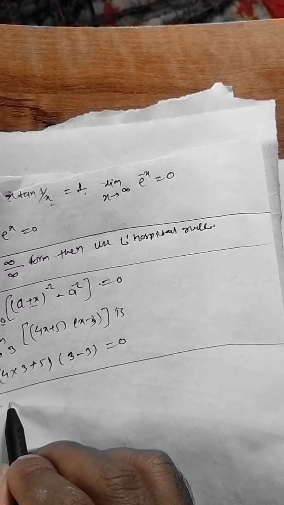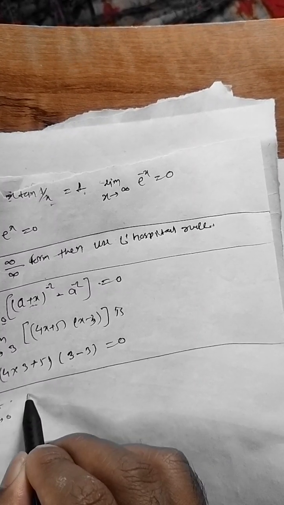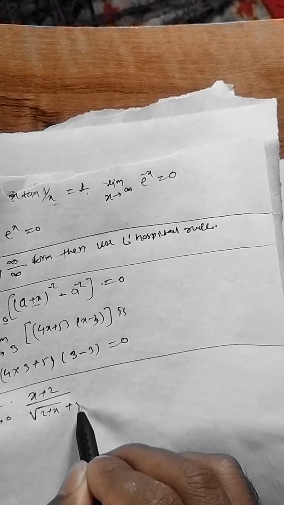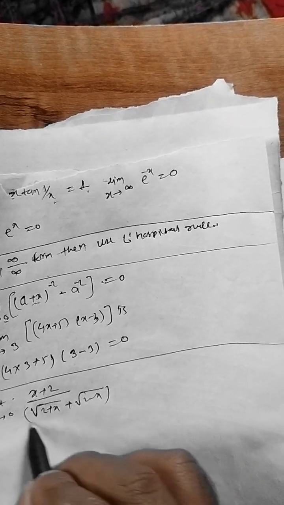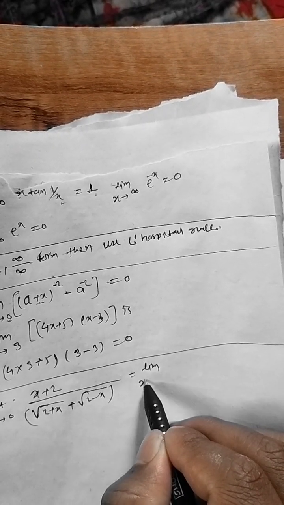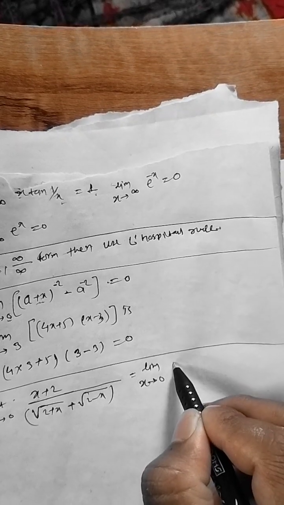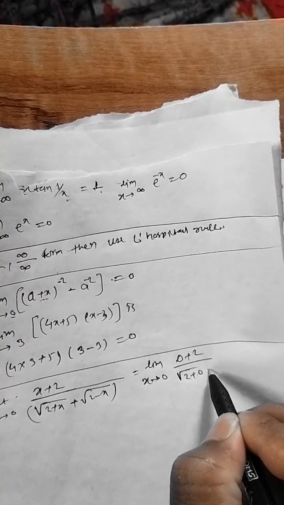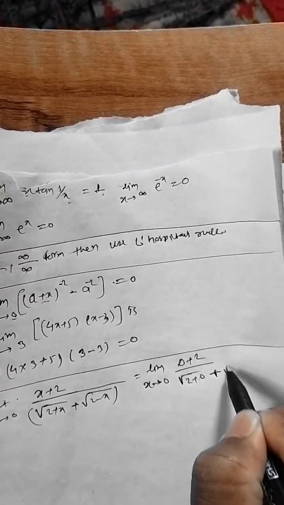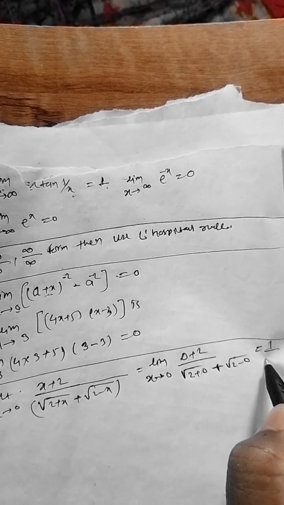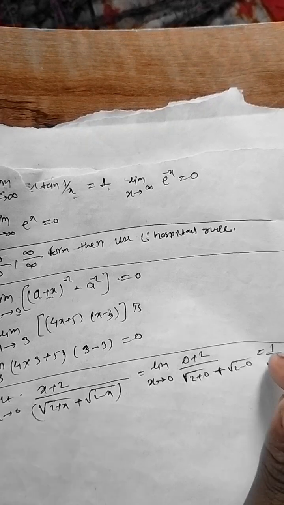Next is limit x tends to 0 of (x plus 2) divided by (square root of 2 plus x plus square root of 2 minus x), which is equal to 0 plus 2 upon square root 2 plus 0 plus square root 2 minus 0, which is 1 by root 2.